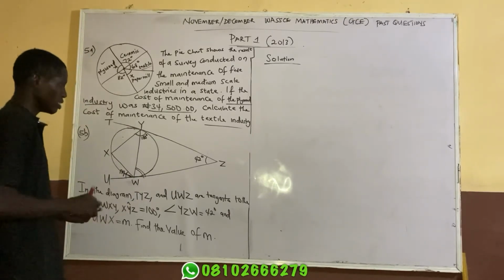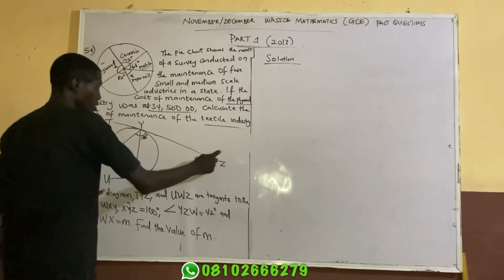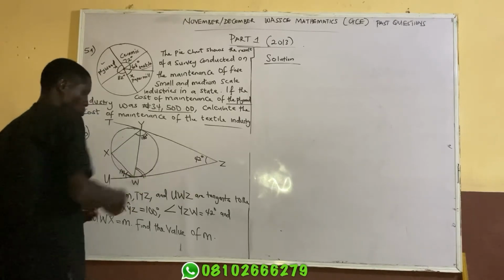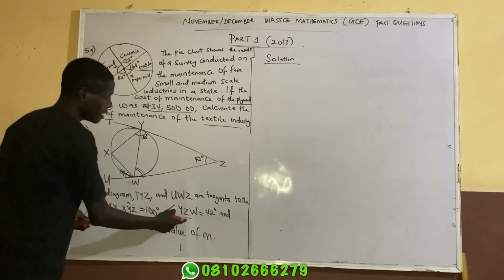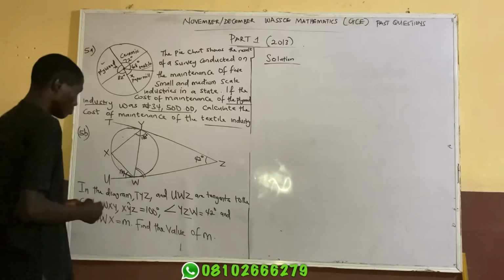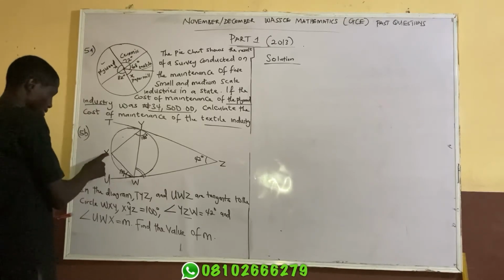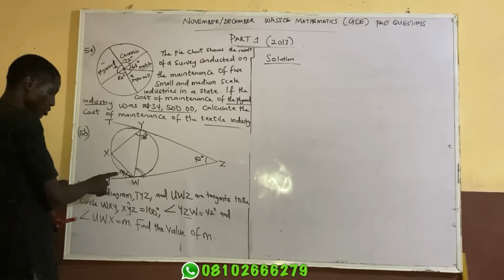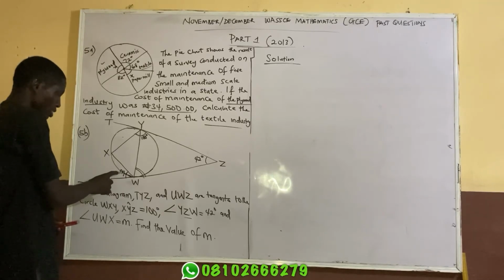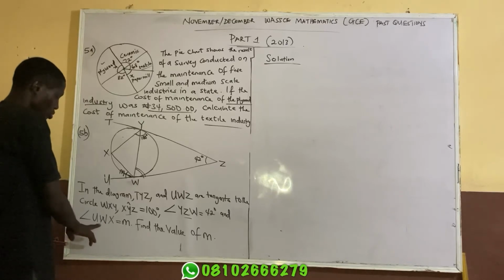YZW, so it means that this is also 42 degrees. YZW, the middle one. Mind you, the letter in the middle is where the angle is located. YZW is 42 degrees. And UWS, the middle letter is W, is equal to M. That's why W carries M, because that's where the angle is located. So now angle UWS is equal to M.